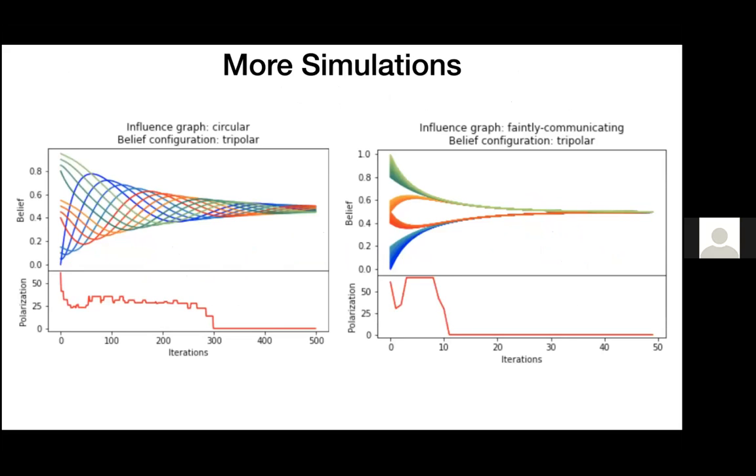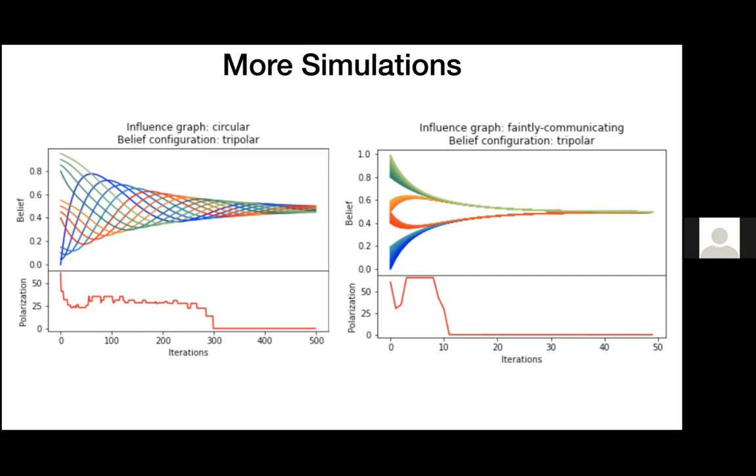So here is an interesting simulation. This is particularly beautiful when the influence graph is circular and your belief configuration is initially tripolar. So you have three poles here: one pole, another pole, and this pole. And you can see how this one, for example, is increasing and then decreasing, increasing and decreasing. This spiral is very interesting. And you can see polarization going down and going up and going down until it actually becomes 0. So this is what we are interested in, when the polarization goes to 0.